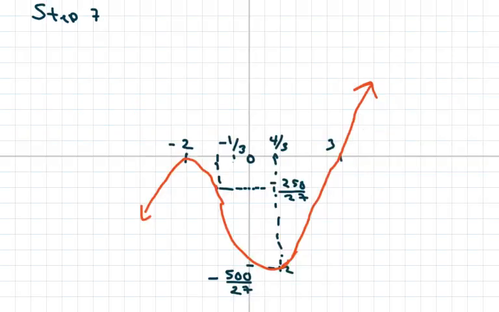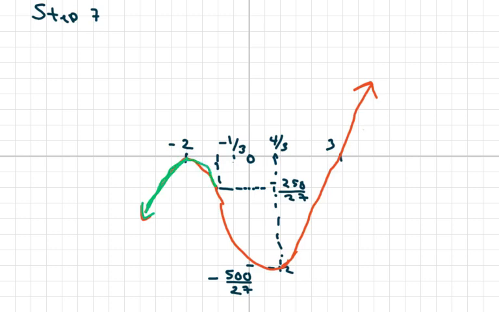So the last step is to graph it, and I went ahead and graphed it. We already knew that it is increasing from negative infinity to negative 2, and also at the points here. Concave downward would be this part right in here.